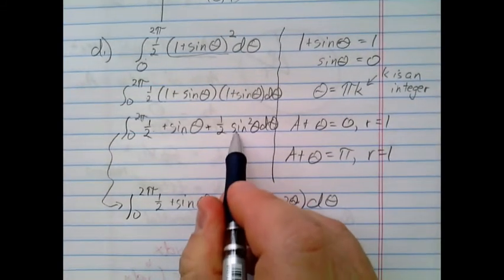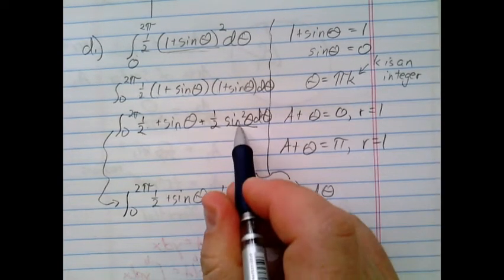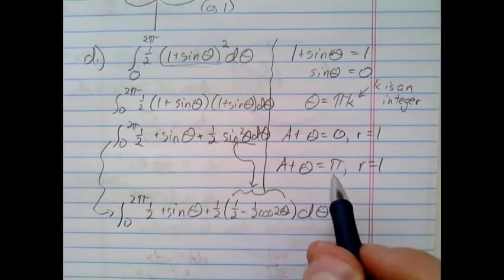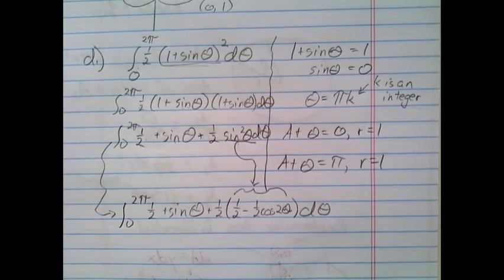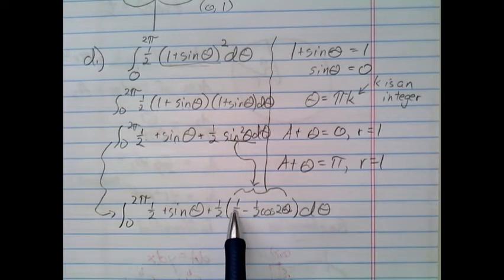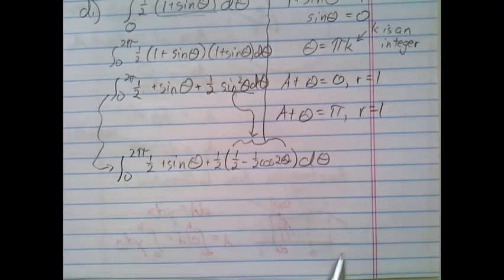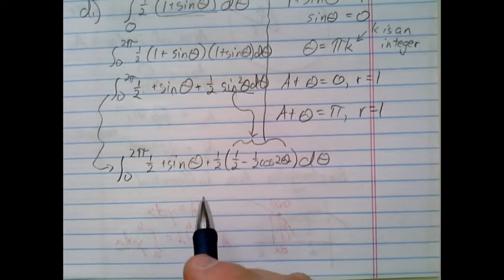So if you haven't thought about that identity for a while, that sine squared theta equals 1/2 minus 1/2 cosine 2 theta, you might want to make a note to yourself to review that. There's also an identity for cosine squared that equals 1/2 plus 1/2 cosine 2 theta. So you might want to review those if you didn't remember them.